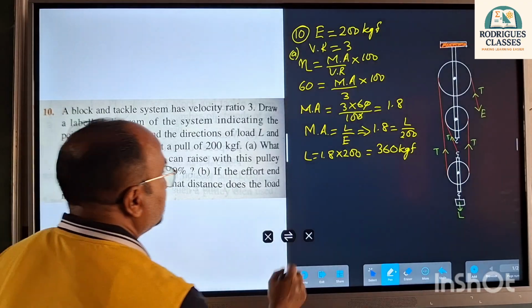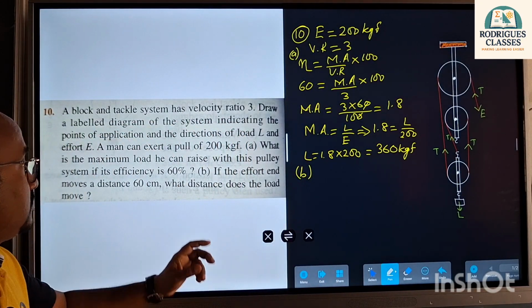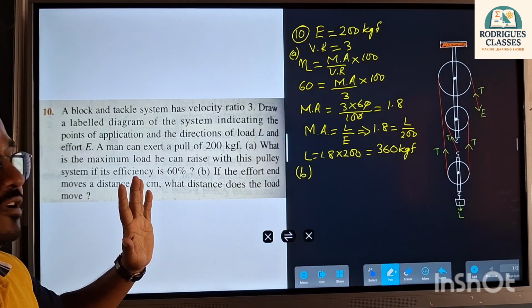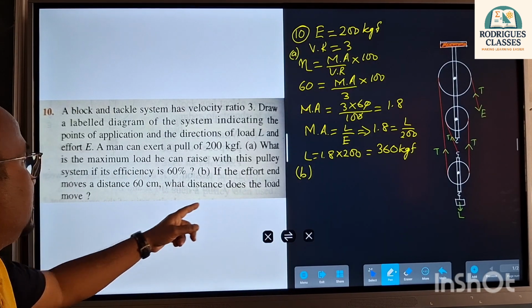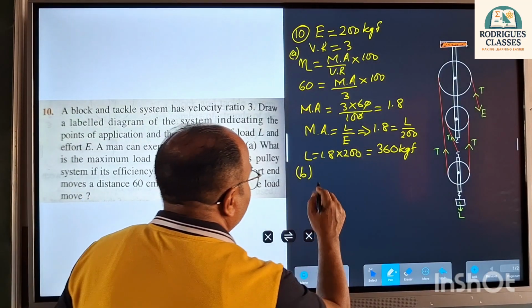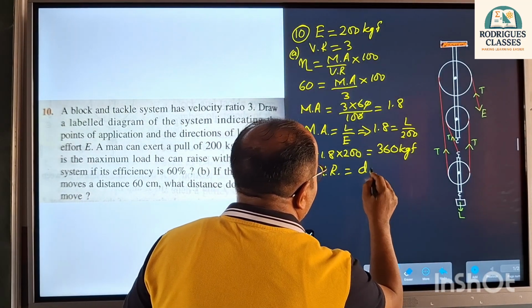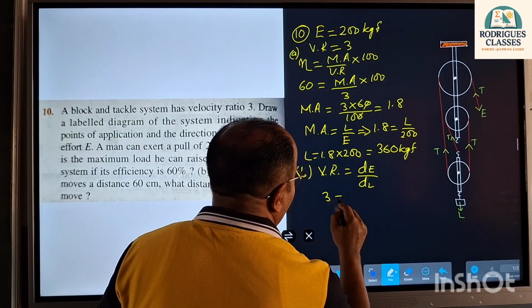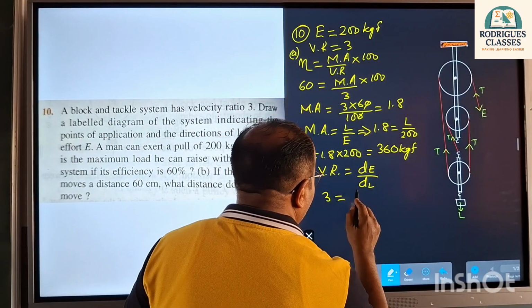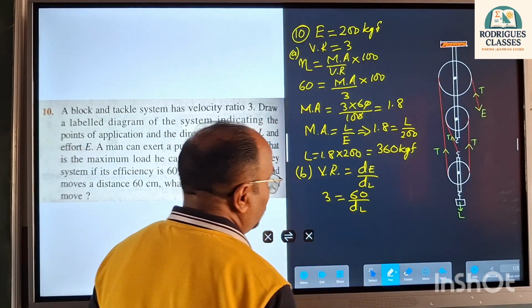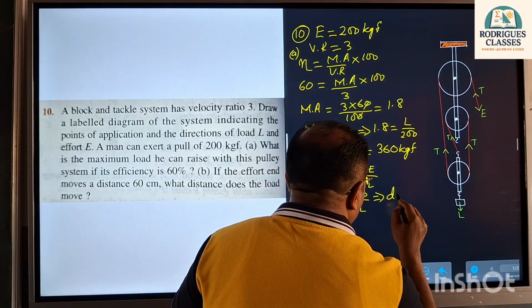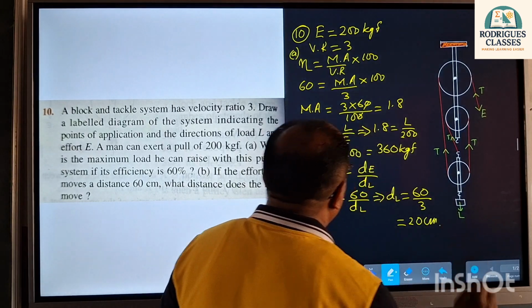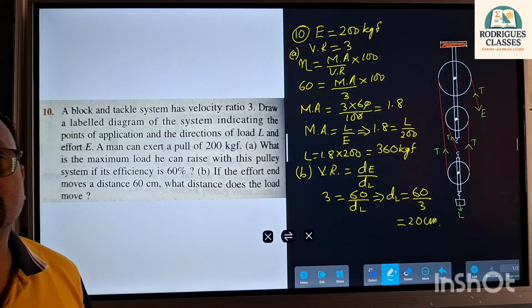Now the B part, let's see what it is asking us. If the effort end moves a distance of 60 centimeter, displacement of the effort is given and we have to calculate the distance the load moves, so displacement of the load. So velocity ratio is equal to displacement of the effort by displacement of the load. Velocity ratio is 3, displacement of the effort is 60, displacement of the load we have to calculate. So displacement of the load will be 60 by 3, that is equal to 20 centimeter. So I hope you have understood this numerical.